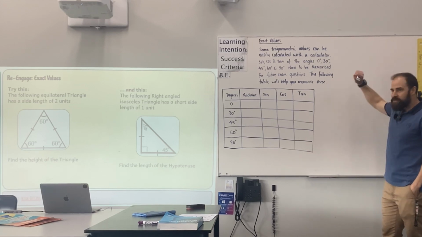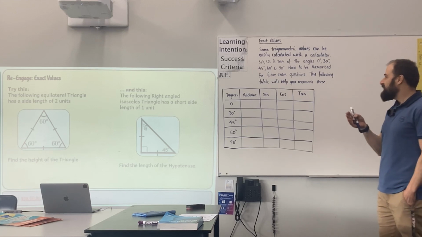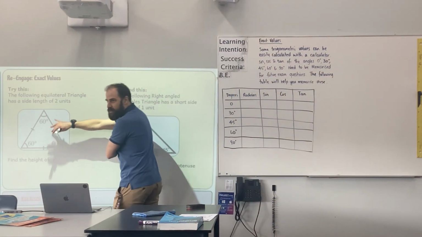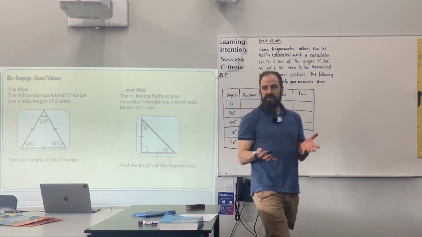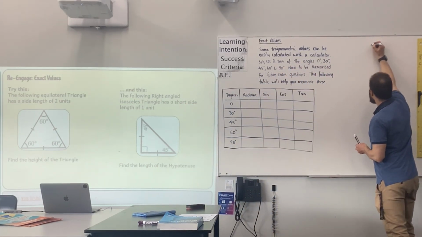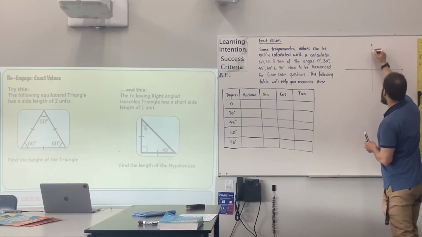Okay, so how do we start this? The first thing that we're going to start with is we're going to not worry about these exact values triangles, which I'll talk about next, but I'm going to go to the unit circle that we already looked at. So, unit circle looks like this.